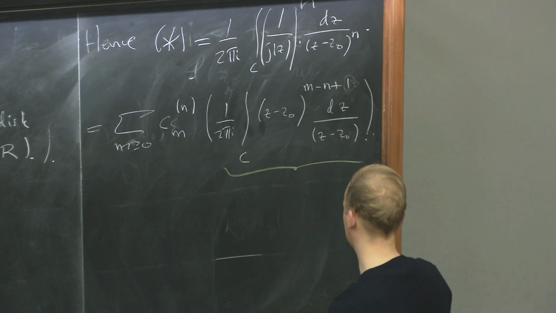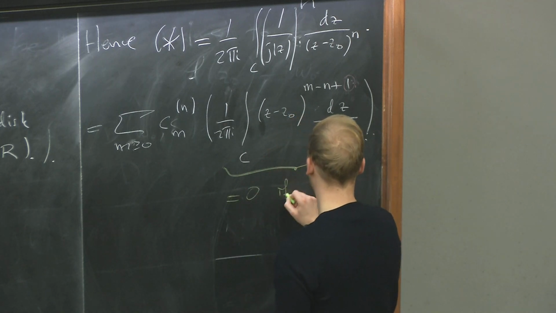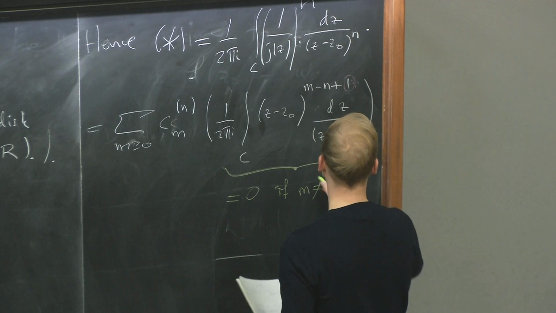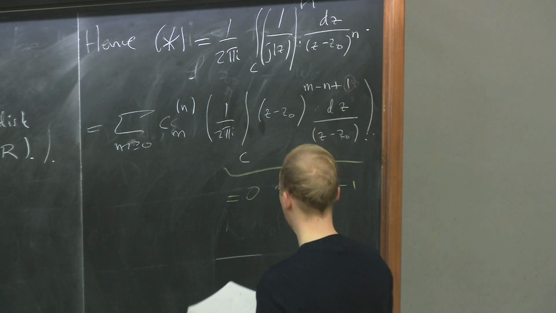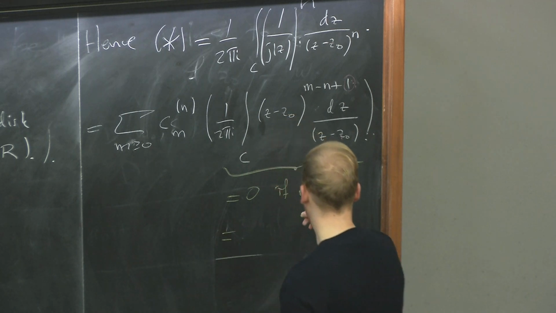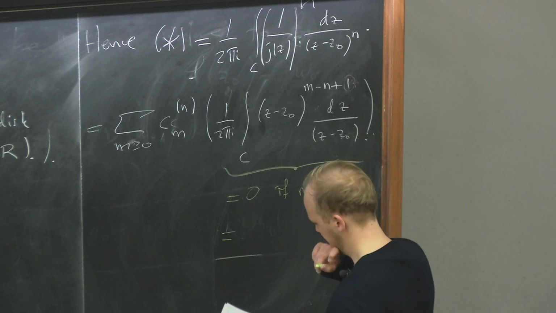Zero. Exactly. Very good. So then this would be 0 if m is not equal to n minus 1. And if m is indeed equal to n minus 1, then what would be the value of this integral?